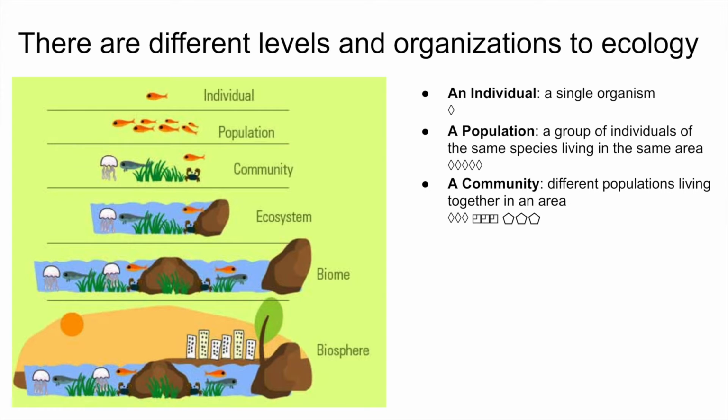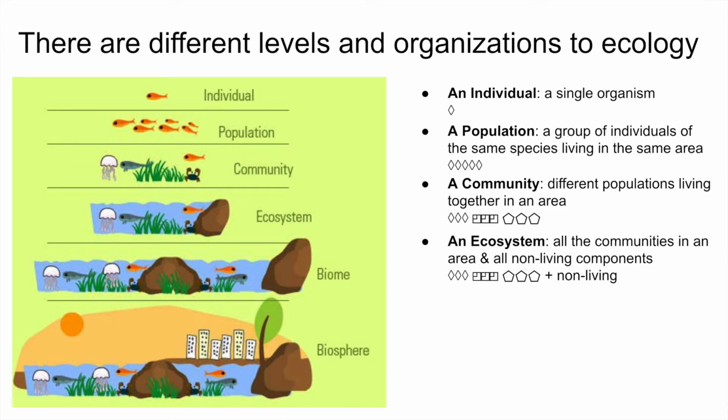A population is part of a community. A community is different populations living together in an area. So we'll have different types of species living in the same community. We'll have diamonds, we'll have squares, we'll have pentagons. That community is living within an ecosystem. That's all of the communities in the area and all non-living components.